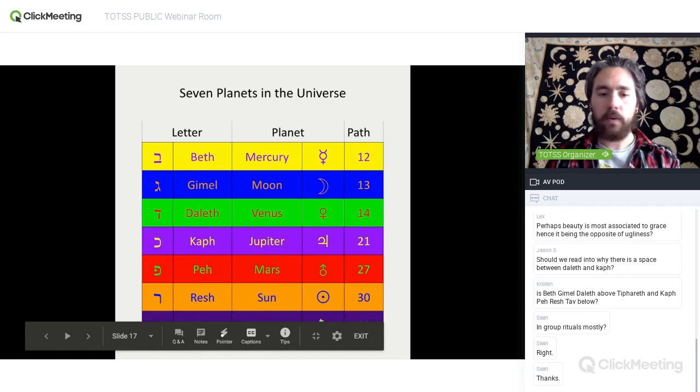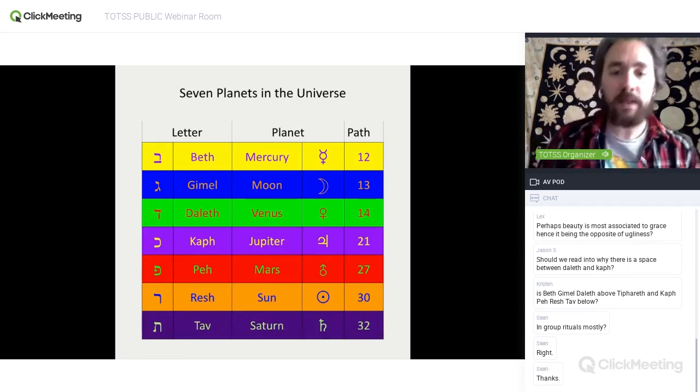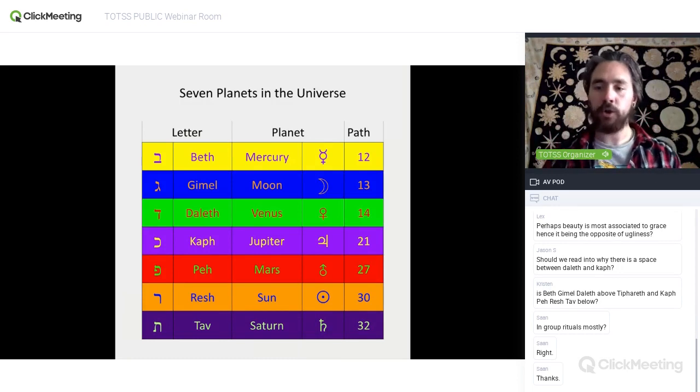Okay, so we're going to set the Sefer Yetzirah aside here and talk about the planets and the way that our tradition has them correspond with the Hebrew letters.